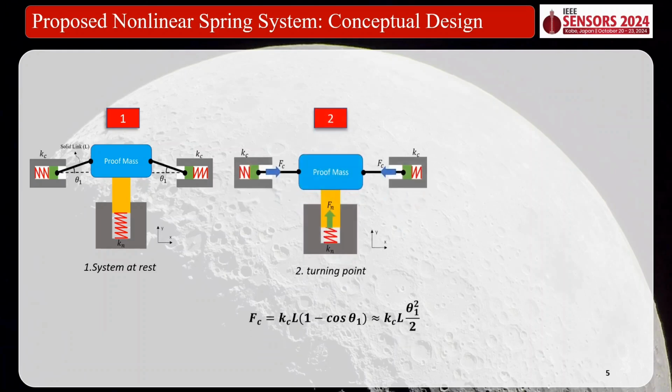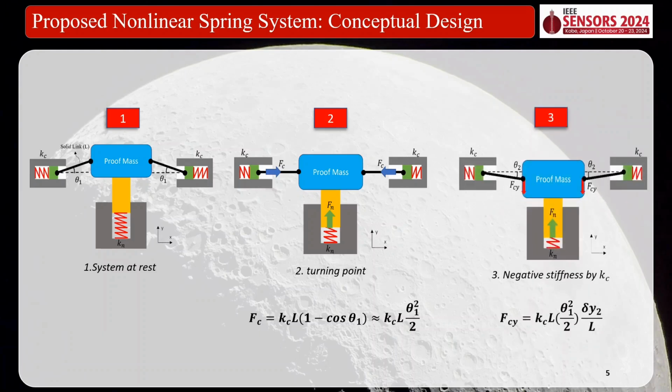As the proof mass is pulled down by its inertial force, these two horizontal springs are pushed against the wall, and some energy is stored in them, and a horizontal force is applied in these two solid links. As it moves further down a little bit, you can see that a part of this force is applied in the y direction, and it can cancel out the part of the force which comes from the down springs, or from the linear springs, and introduce a negative stiffness, and finally get a near zero spring constant.